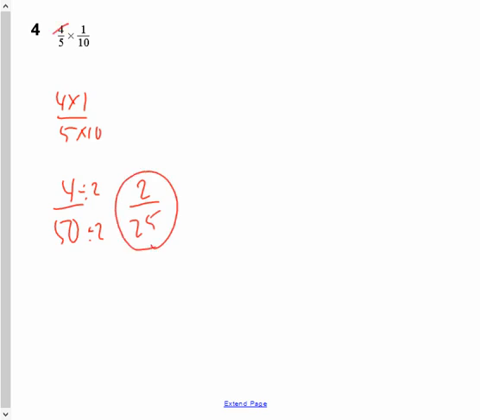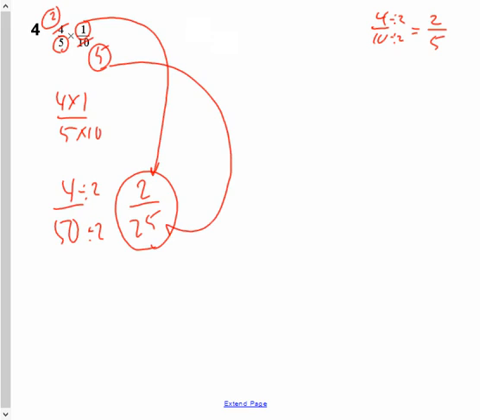Or pretend the 4 was over the 10, because it wouldn't affect the product. If I'm thinking about 4 over 10, in lowest terms, 4 over 10 is 2/5, so I'm going to make this a 2 and this a 5. Multiply your numerators. 2 times 1 is 2. 5 times the new denominator 5 is 25. I get the same answer by cross-reducing.